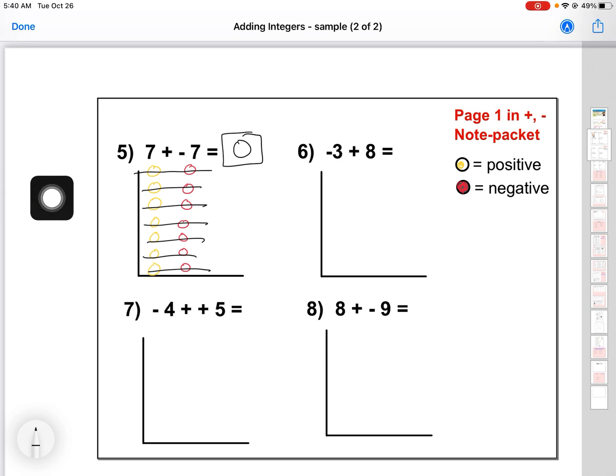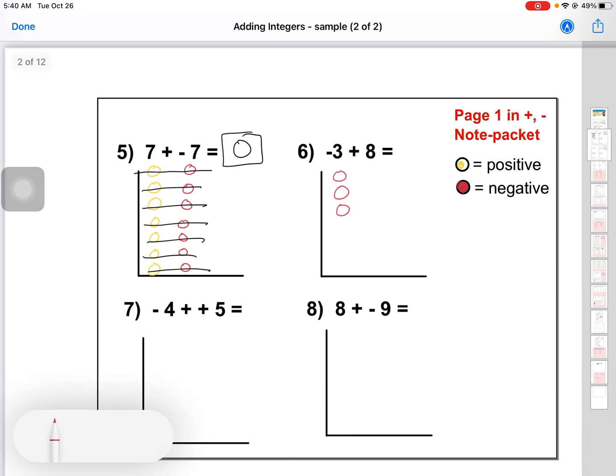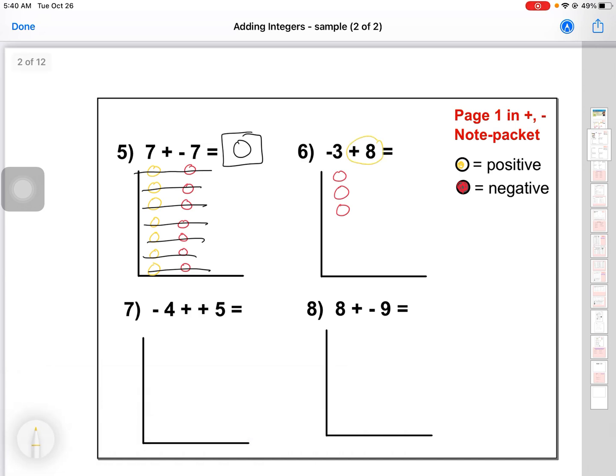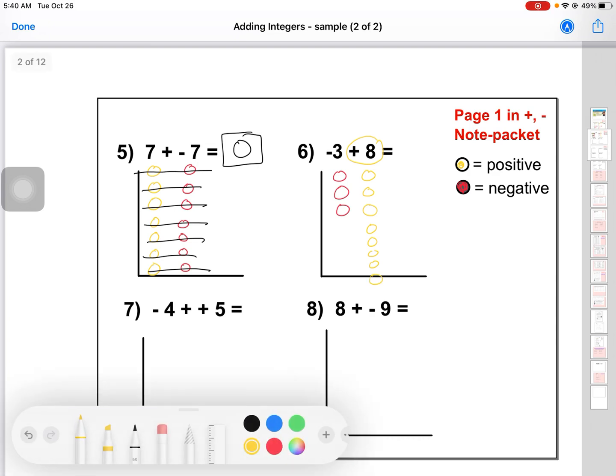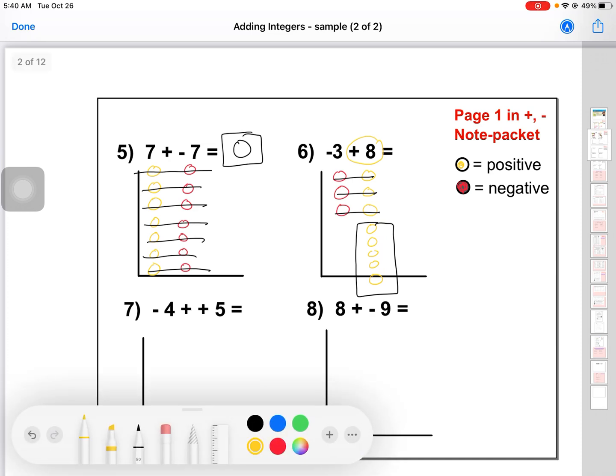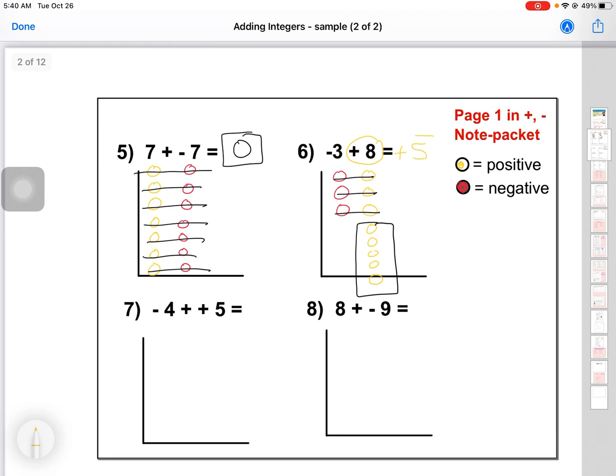Okay. How about number 6? How are we going to represent the 3? If you said 3 red, you'd be accurate. And how about the 8? Now on this one, the sign that names it is positive, so we're going to have 8 yellow. Now I look for my 0 pairs, and when I cross out my 0 pairs, I will see that I no longer have them all eliminated, but I have 5 yellows left over. And if I have 5 yellows left over, that means my answer is going to be a positive 5.